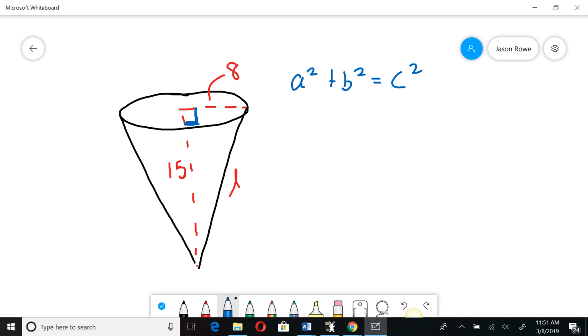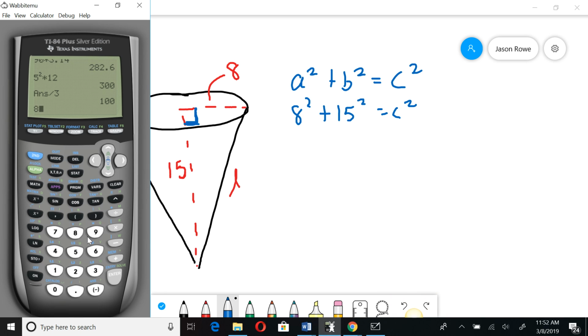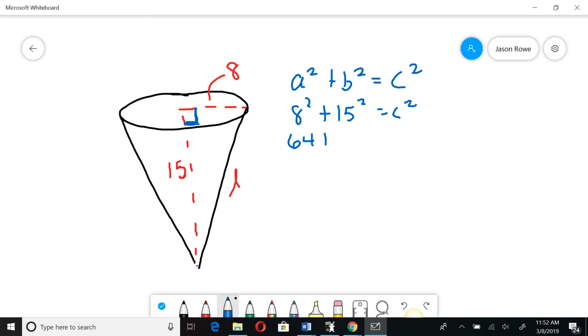Now let's say, for example, you were given a cone and you were given the slant height and the height. You could use the same procedure to find the radius of the circle. All right, so A squared plus B squared equals C squared. And again, if you're not sure, 8 squared is 64. And then 15 squared is 225. But you can figure those out on your calculator. So we got 64 plus 225. That's going to equal C squared.